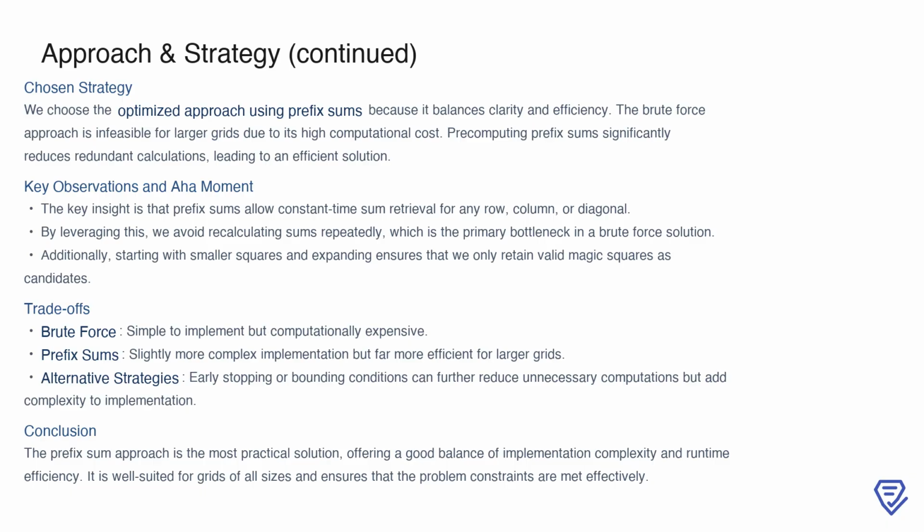Additionally, starting with smaller square sizes and expanding ensures that we only consider valid magic squares, avoiding unnecessary checks. While alternative strategies, like early stopping or bounding conditions, can further improve performance, they add complexity to the implementation. The prefix sum approach strikes the right balance, making it practical for grids of all sizes while adhering to the problem's constraints. This method provides both clarity in implementation and efficiency in execution, making it the optimal choice for solving the largest magic square problem.